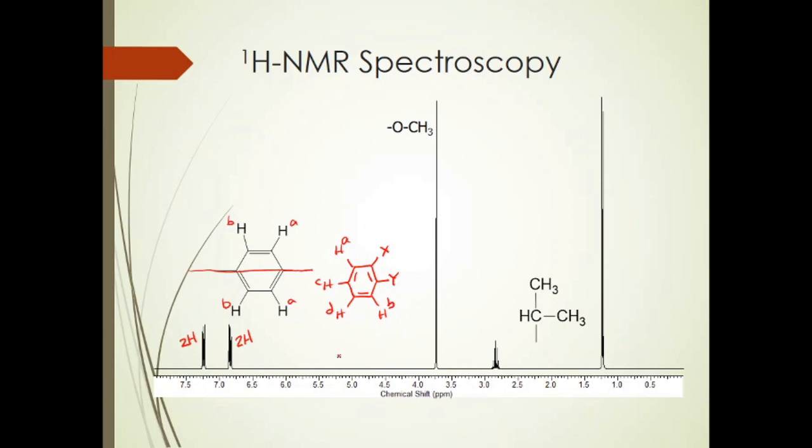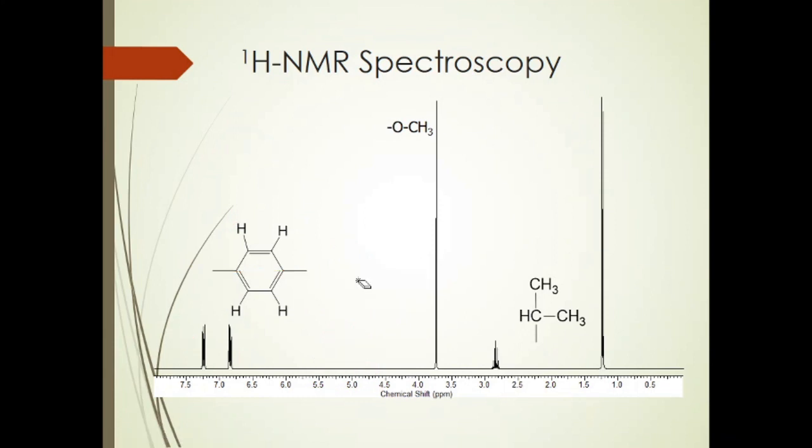You could also have a meta-disubstitution, and again, we lack that symmetry if we have our substitution this way, and we end up with 4 unique hydrogens. This one is different from the others, and these two are also different. One's adjacent to X, one is adjacent to Y, and of course this is different as well. So we would have 4 different signals, each integrating to 1, if we had either the ortho or the meta substitution pattern. So we know this is a para-di-substituted aromatic.